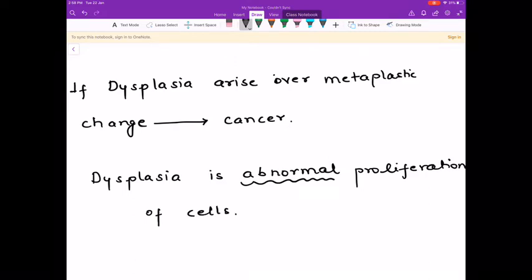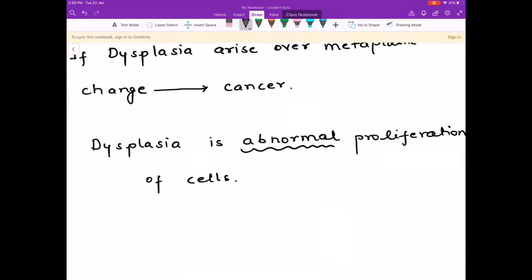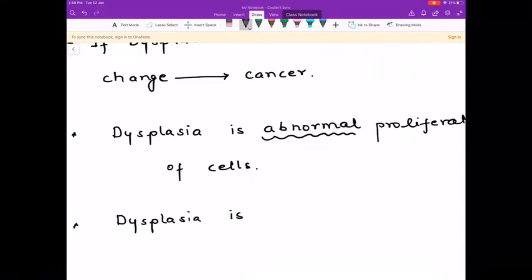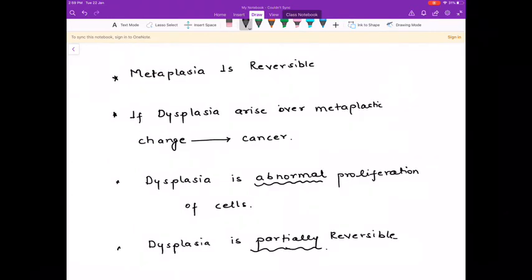And dysplasia is not a fully reversible process, it is a partially reversible process. Partially reversible means sometimes it can be reversed, but most of the time it cannot. And that's why if there is a dysplastic patch, we are worried. We usually go for surgical removal of that patch from the cervix or from the esophagus so that cancer can be avoided.